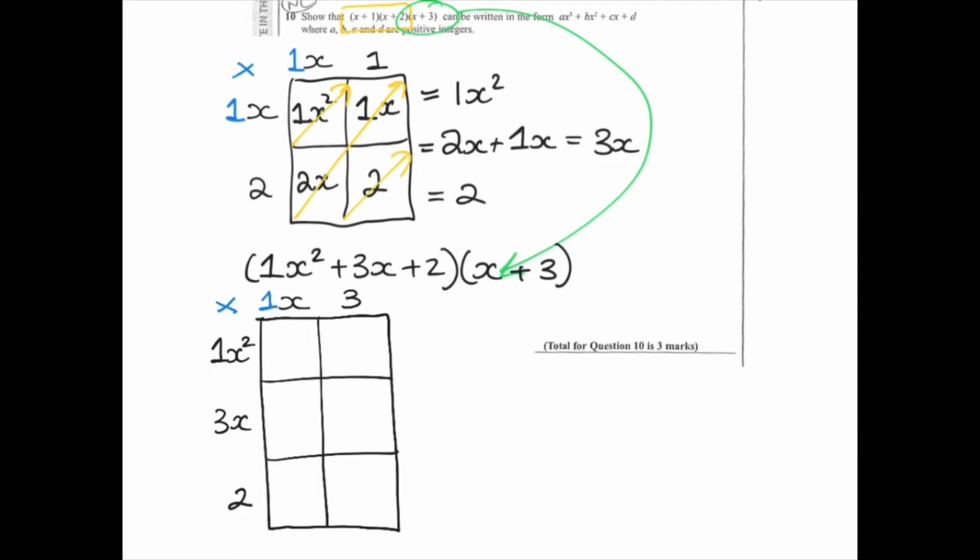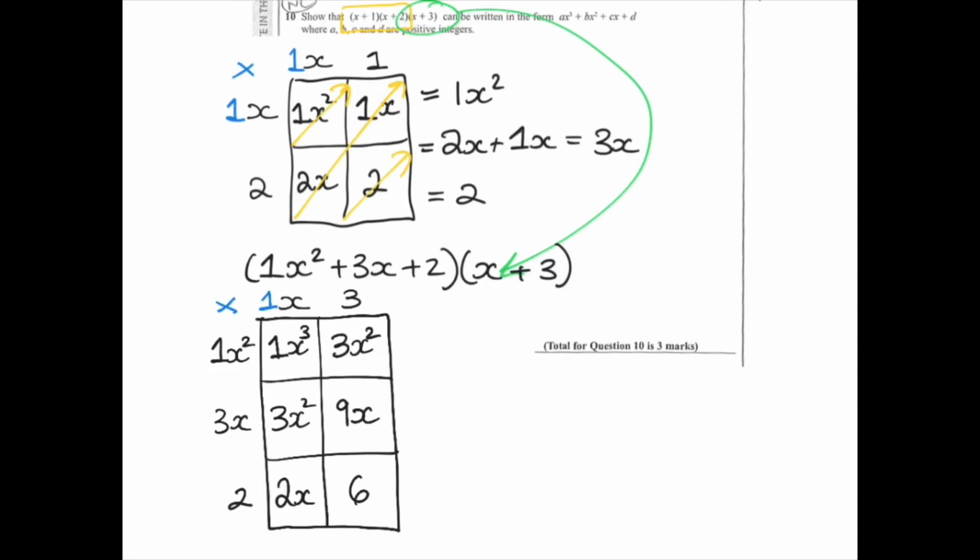So first things first. 1 times 1 is 1. x squared times x, x cubed. Moving across, 1 times 3 is 3, x squared, hanging out on its own. Going below, 1 times 3 is 3, x times x, x squared. Moving across, 3 times 3 is 9, and you've got the x there. Last row, 1 times 2 is 2, x, and the last box, 2 times 3 is 6.